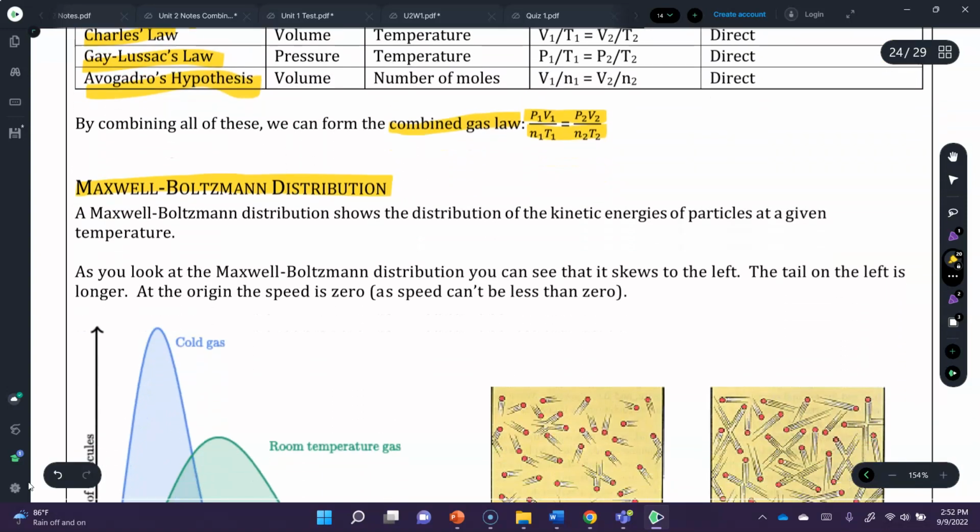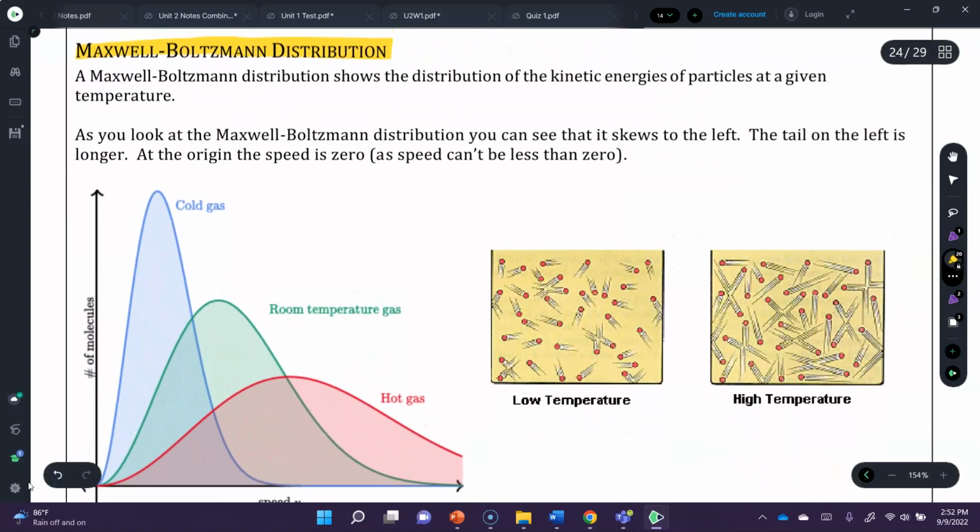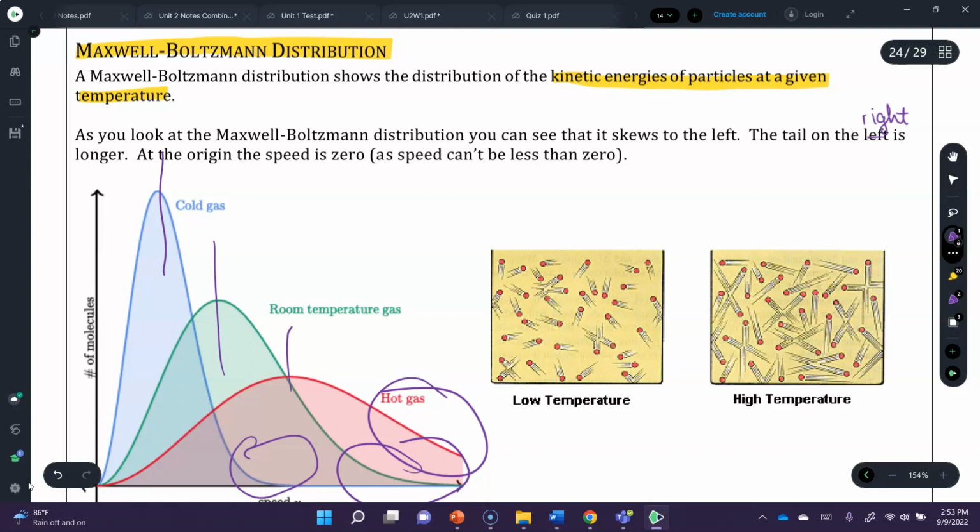The Maxwell-Boltzmann distribution, now this one is a pretty big part of gas law in kinetic molecular theory. This shows the distribution of the kinetic energies of particles at a given temperature. So, like, if they graphed and plotted all of the speeds of all the particles in a sample, it would give them this. As you look at the Maxwell-Boltzmann distribution, you can see that it skews to the left. The tail on the right is much longer, if you see that over here. So it stretches to the right, but it is skewed towards the left.